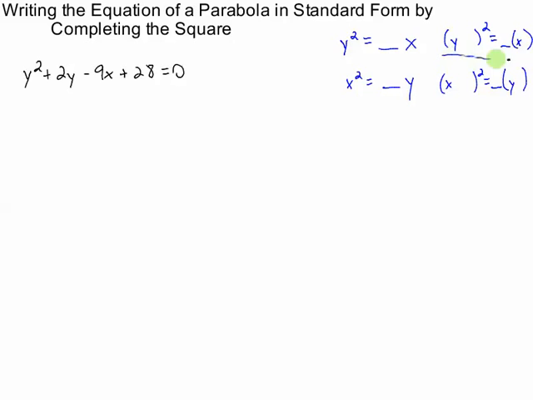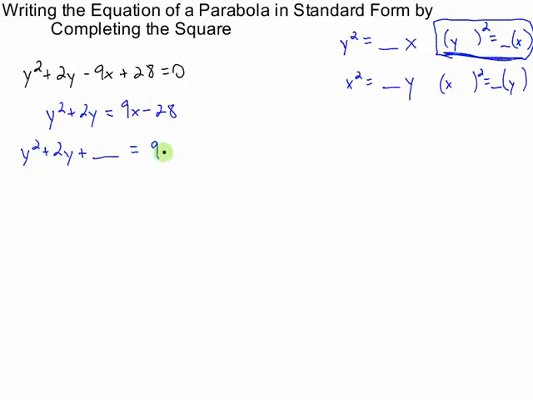If I want to get this form, then I need to get all my y's on the left side. So I've got y squared plus 2y equals, I'll add 9x and subtract 28 from both sides. Now I need to make this a perfect square trinomial by adding something to it, and we'll figure that out in a minute. Since this is an equation, I need to keep it balanced by adding the same thing to the other side.